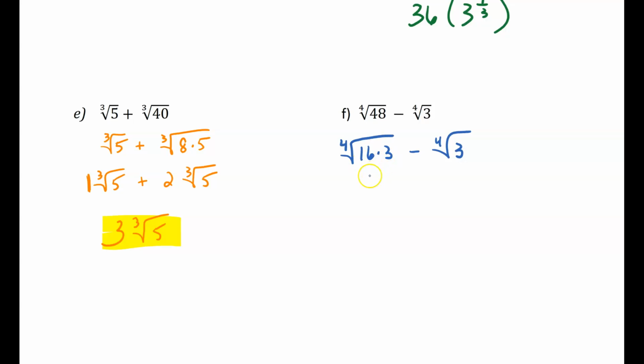All right. Okay, so 16 is 2 to the 4th, so I'm going to get a 2 out of there. 2 times the 4th root of 3 minus the 4th root of 3. And do we now have like terms? Yes. Don't forget that understood 1 there. And 2 minus 1 is 1, so we don't have to put it. And all we need to put is the 4th root of 3.